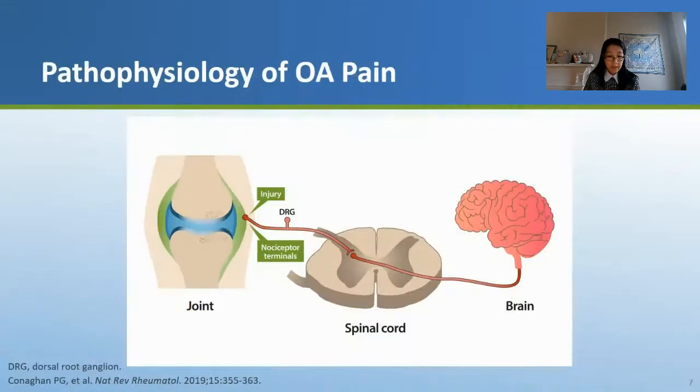The final slide in this section shows the pathophysiology of OA pain. This figure shows nociceptors in the joint that travel through the dorsal root ganglion, the DRG, in the spinal cord and then onto the brain. With injury, pain is protective, but with inflammation, nociceptors can become sensitized, leading to chronic pain. Alterations in nociceptive signaling leading to heightened pain sensitivity contribute to the development of pain in knee OA. Pain sensitization refers to an increased responsiveness of nociceptors to normal input.